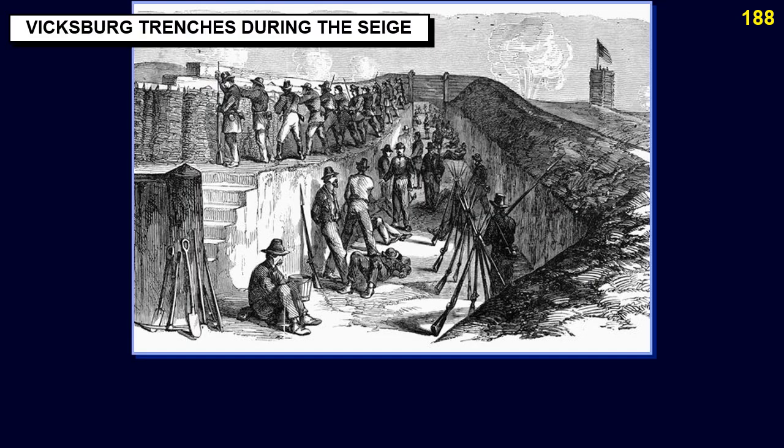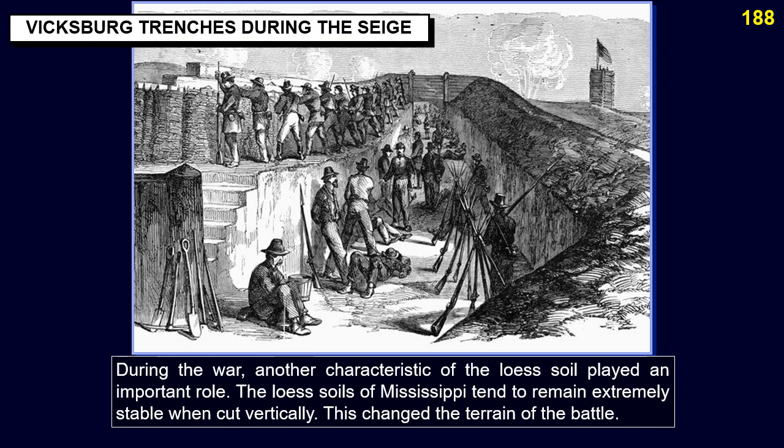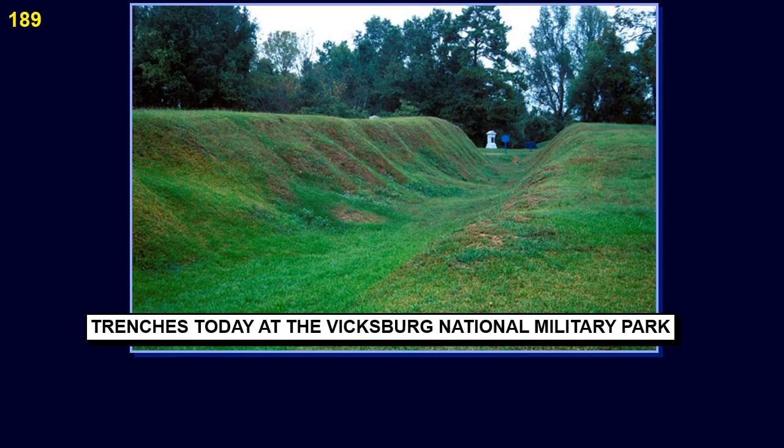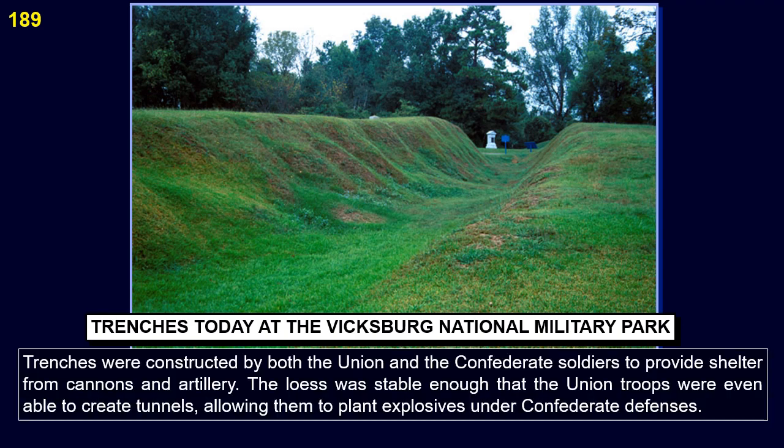During the war, another characteristic of the loess soil played an important role. The loess soils of Mississippi tend to remain extremely stable when cut vertically. This changed the terrain of the battle. Trenches were constructed by both the Union and the Confederate soldiers to provide shelter from cannons and artillery. The loess was stable enough that the Union troops were even able to create tunnels, allowing them to plant explosives under Confederate defenses.